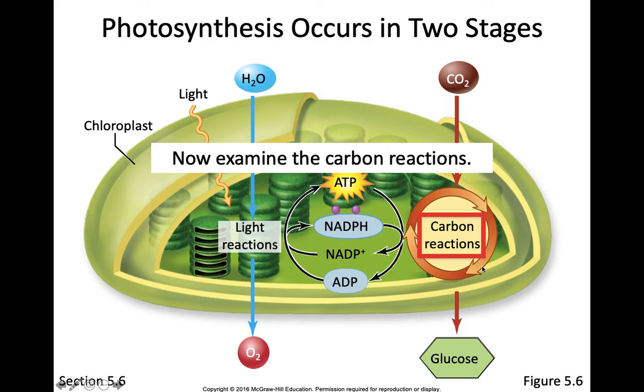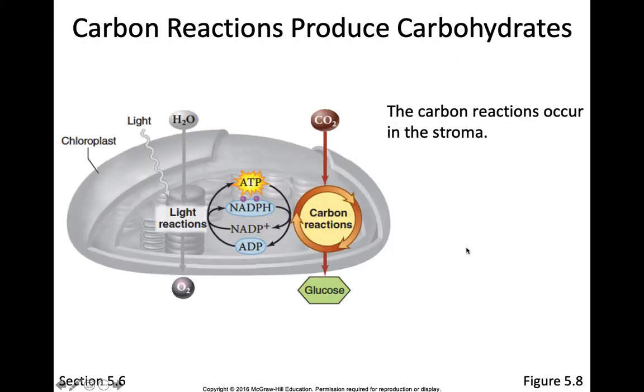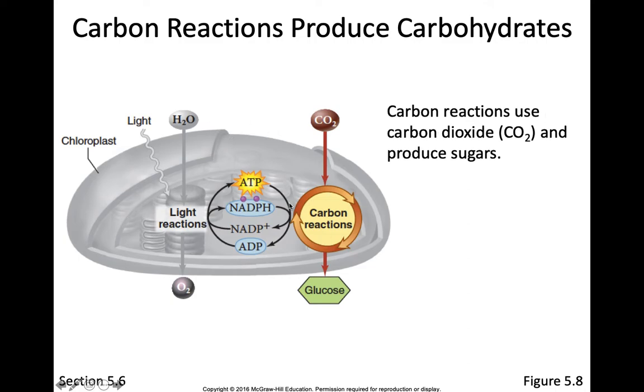So carbon reactions are going to produce lots of glucose, and this is essentially what we want from the plant. This is how the plant's going to power itself. The carbon reactions, like I mentioned, produce carbohydrates, and they occur in the stroma of the chloroplast, not inside the thylakoids, in the stroma, the space inside the chloroplast. So these guys are going to take carbon dioxide, strip off all the carbons, release the oxygen. All those carbons are going to be used to make glucose.